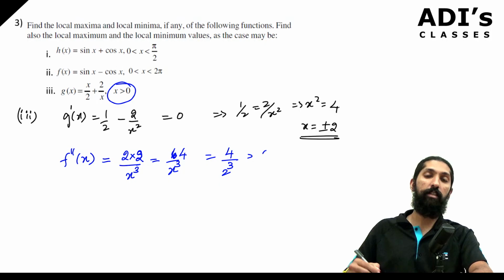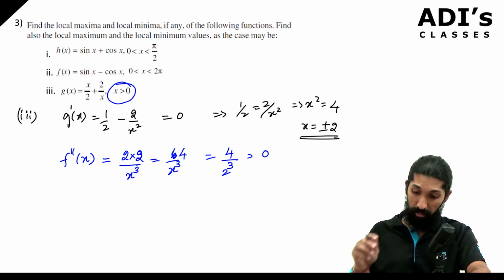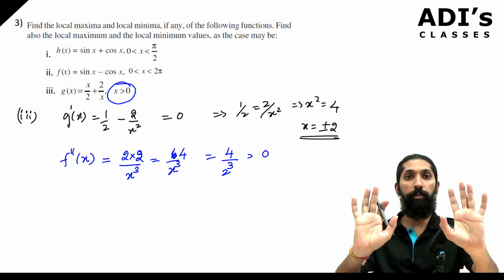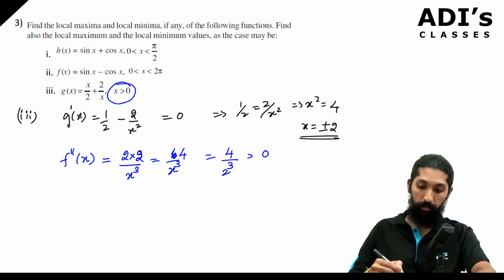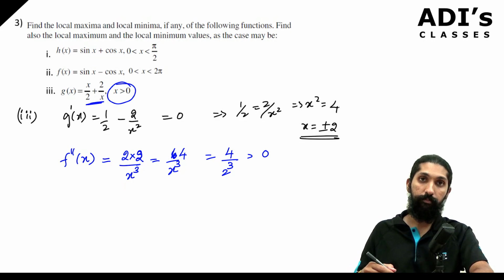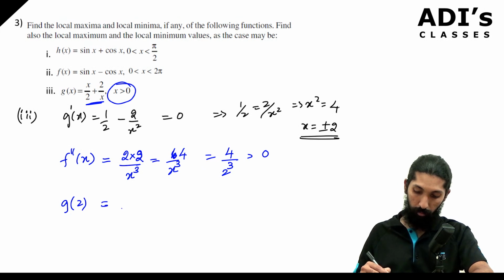Guys, this is greater than 0. I don't want the value of this, right? It's greater than 0. That's all that's required. Once you know it's greater than 0, you substitute back here, and you'll get the minimum. Correct? So that means here, g of 2 is equal to 2 by 2, which is 1, plus 1.